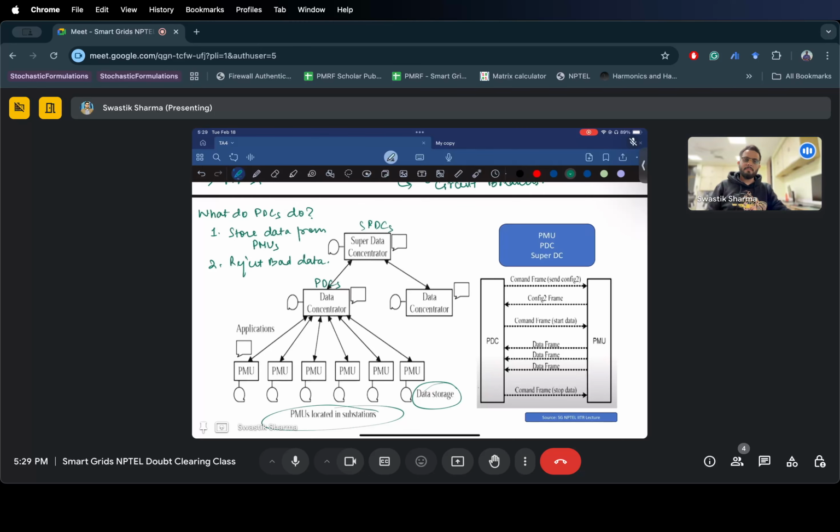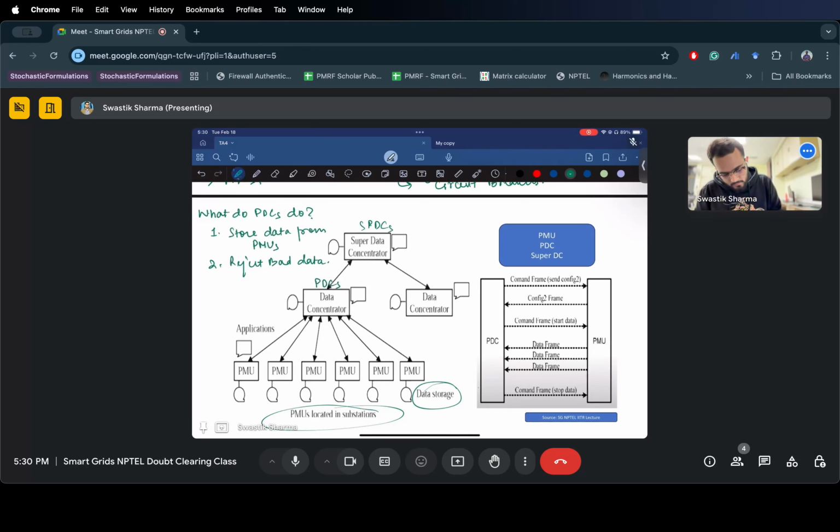Let's say your phasor measurement unit is not behaving as it should, and it is sending you bad data. Your phasor data concentrator should be able to detect this bad data, which is not something your PMU should be giving. It can happen; noise can creep in. So before sending it to the super PDC, which can be viewed by different controllers sitting at the remote stations, it is used to reject this bad data, so that you don't unnecessarily store and display it to the operator.